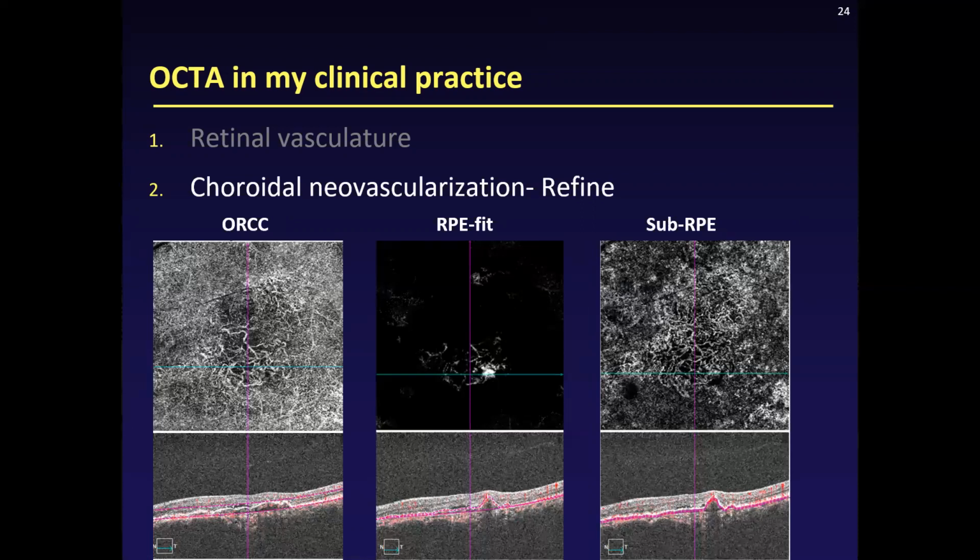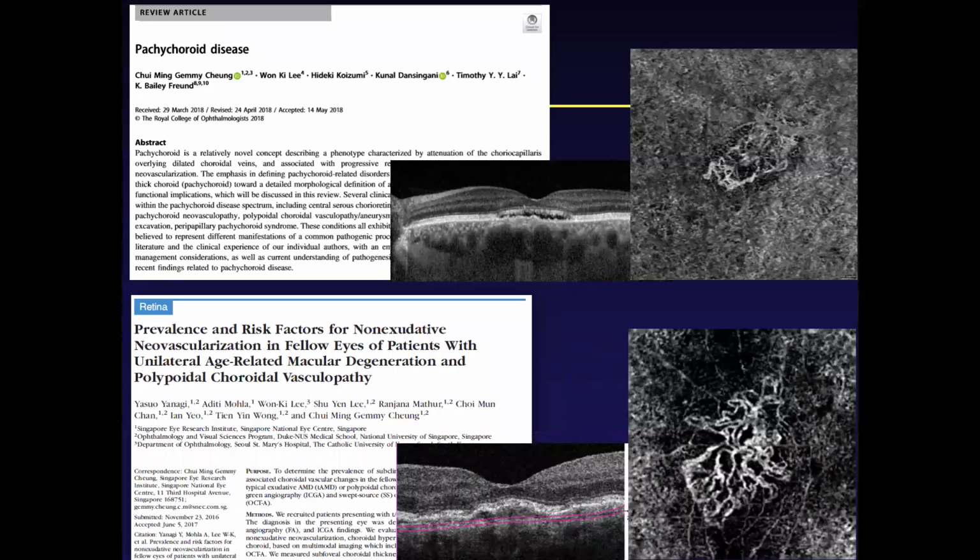And then I will then refine if on the ORCC, you can see on the left-hand side that there is clearly a network there. I would use the RPE fit and sub-RPE slabs to refine where this is in terms of above or below the RPE. So in clearly neovascular cases, that's obviously useful, but in fact, I find it even more useful in the more subtle cases.